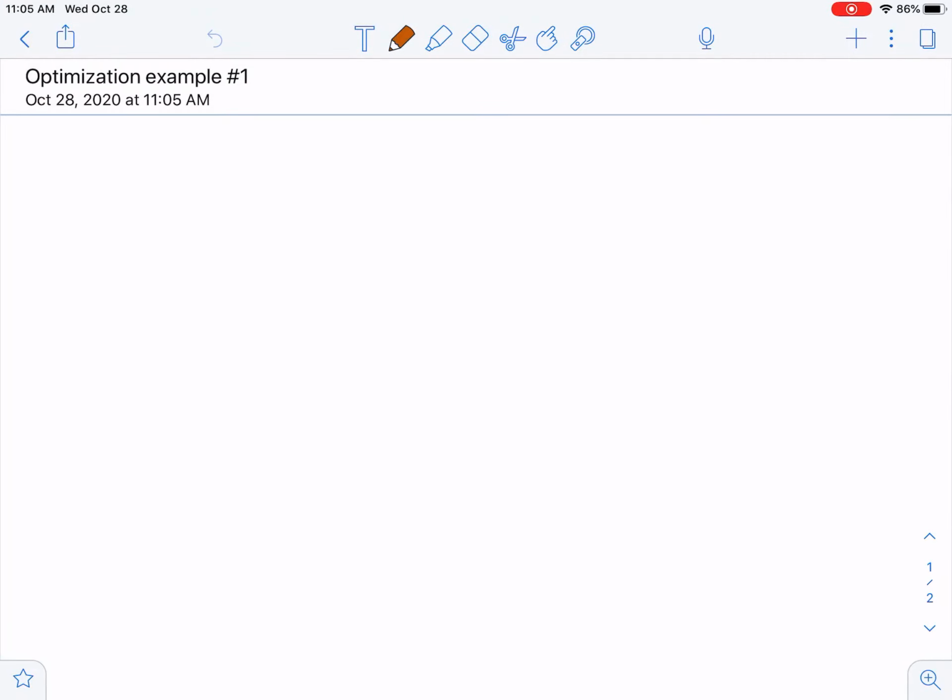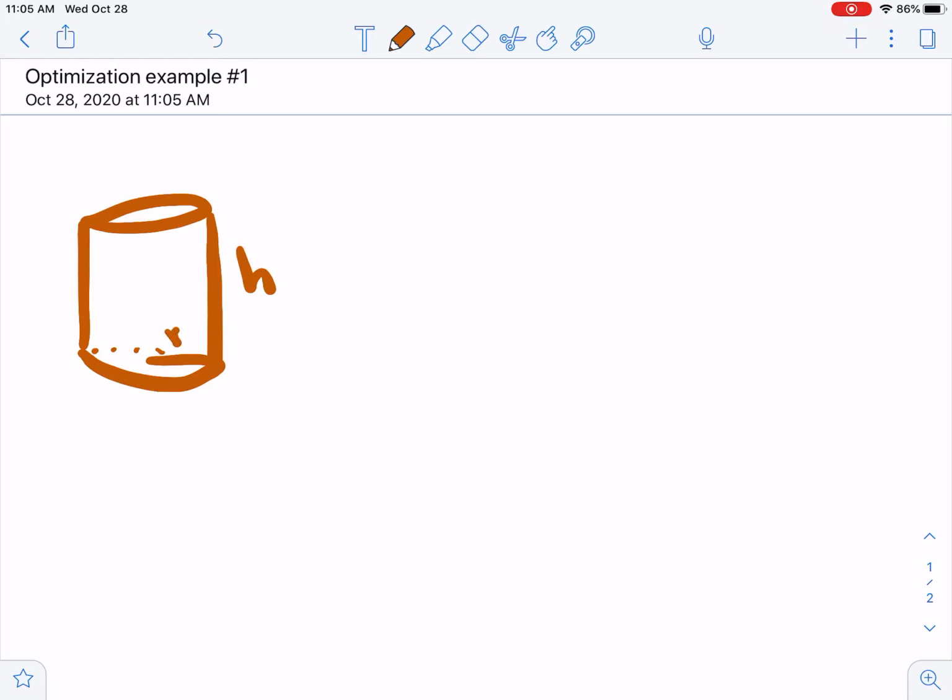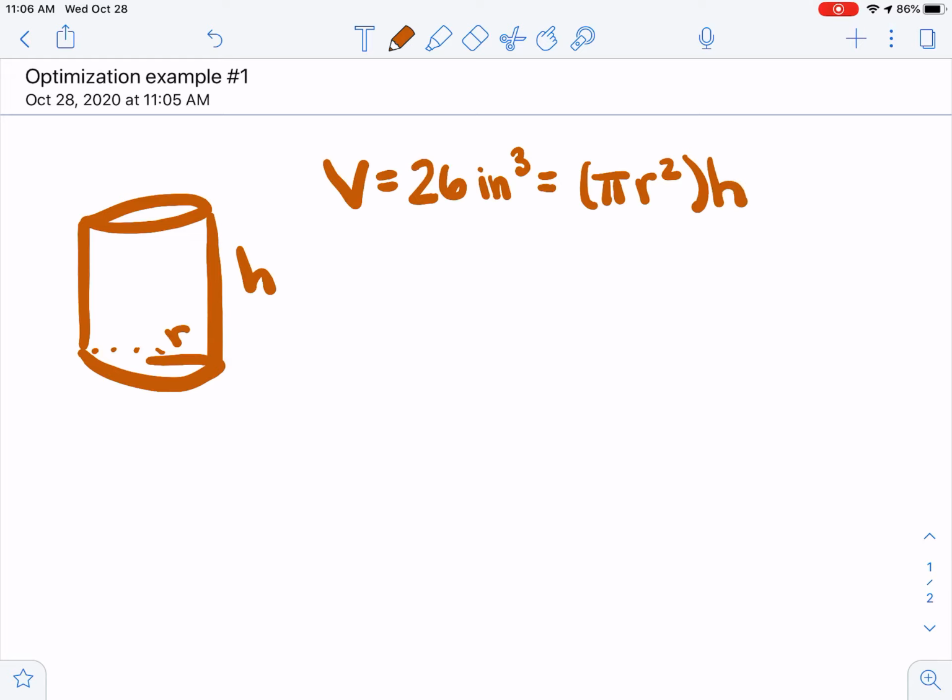All right, we have a soda can problem, and basically a soda can is a cylinder. So there's our can. A cylinder is defined by its height and radius. So there's our picture, and the information given in the problem is that the volume is 26 cubic inches. The volume of a cylinder is the area of its base, which is pi r squared, times its height. So pi r squared h equals 26 cubic inches.